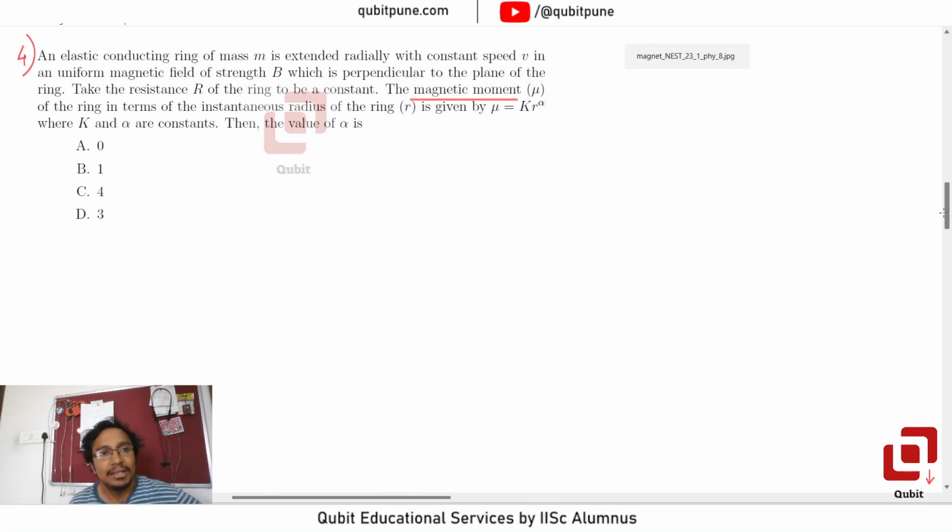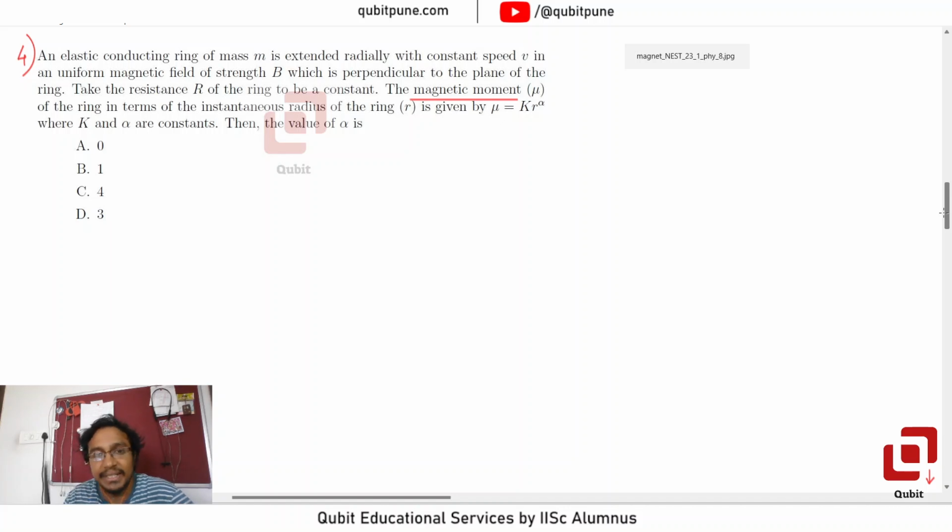An elastic conducting ring of mass m is extended radially with constant speed v in a uniform magnetic field of strength B, which is perpendicular to the plane of the ring. Take the resistance R of the ring to be a constant. The magnetic moment mu of the ring in terms of the instantaneous radius of the ring r is given by mu equal to k r to the power alpha, where k and alpha are constants. Then the value of alpha is 0.143.